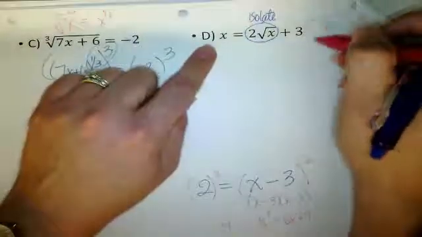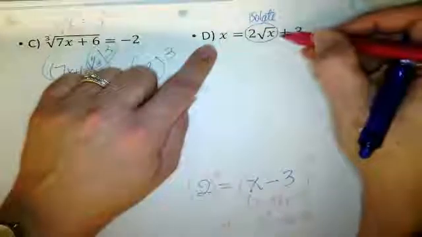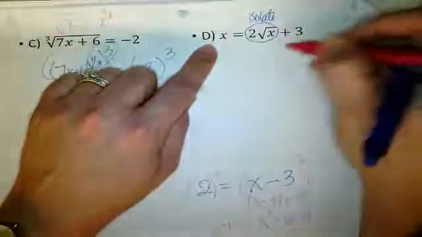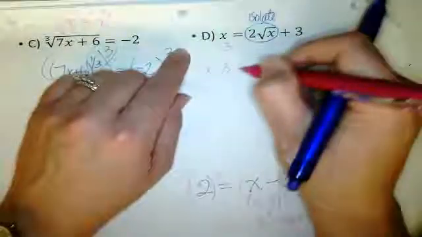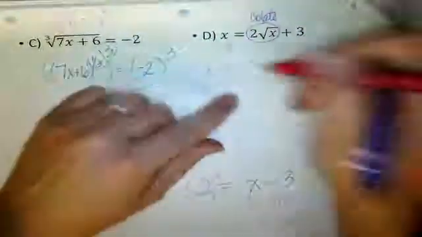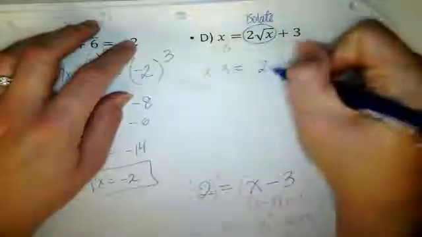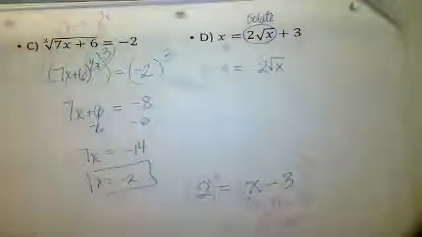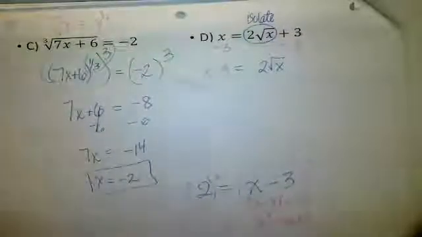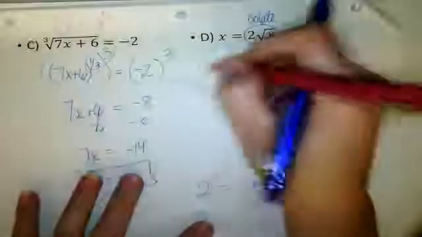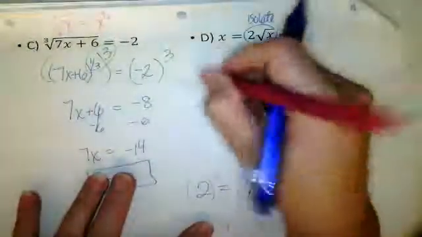So what I want to do is isolate this thing. So I'm going to go ahead and subtract 3 to the other side. You will have one in your homework, like this. All right, equals 2 radical x. You could divide off the 2 if you wanted to, but it's not necessary because this is pretty easy to square. So we are going to square both sides.